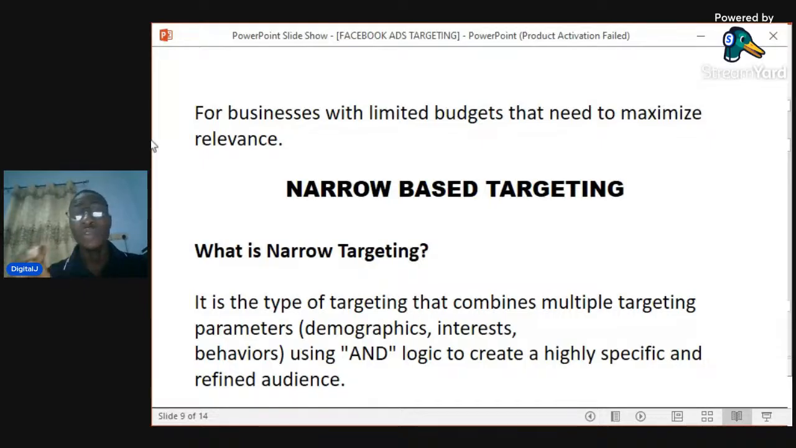Once I have picked those keywords, I will then narrow it down by another interest, such as engaged shoppers. Because I don't just want people that are interested in what I'm selling, I also want people that have the buying capacity to buy what I am selling. Understand? So that is basically what narrow-based targeting is. It means you are using two layers of interest to target these customers. So that's basically what narrow-based targeting is.